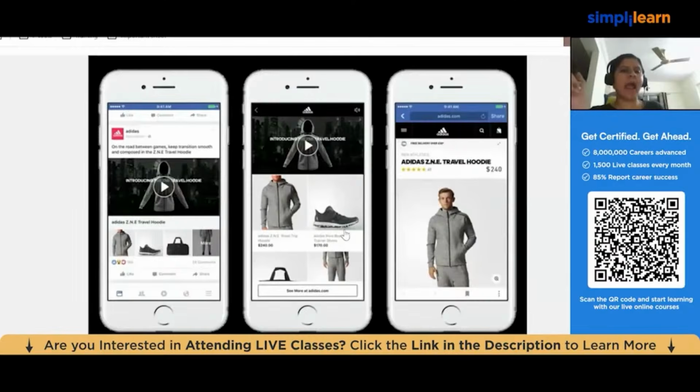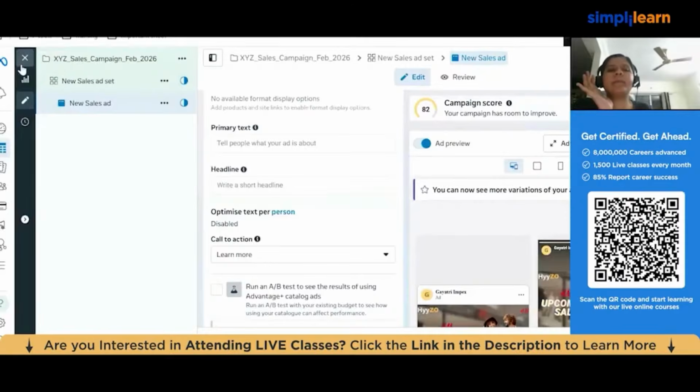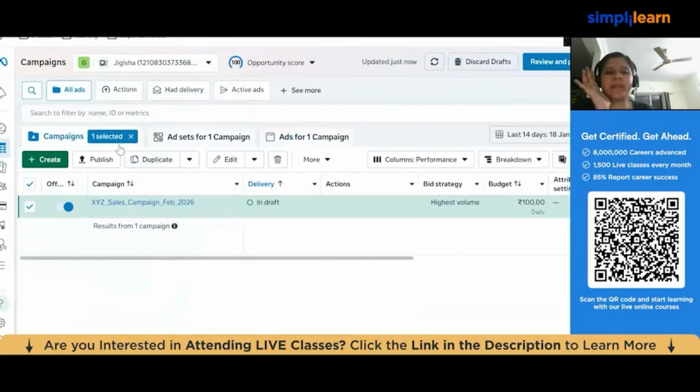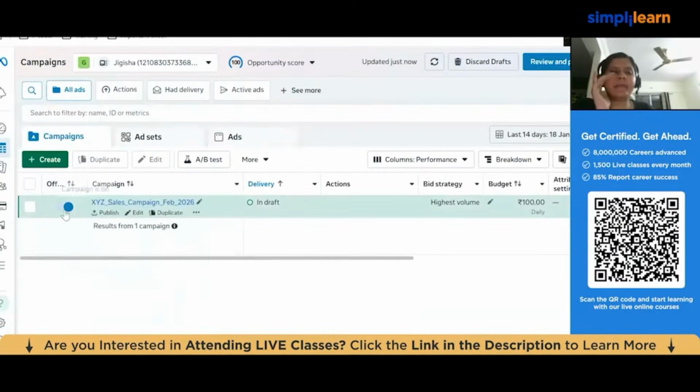This particular ad works better than carousel, single image, and video ads for e-commerce brands. This ad is only for e-commerce brands. An education or real estate company can't run this kind of ad. So this is what a basic campaign setup looks like. This wasn't advanced, guys, and it wasn't intermediate either. By the way, you can edit this campaign whenever you want.